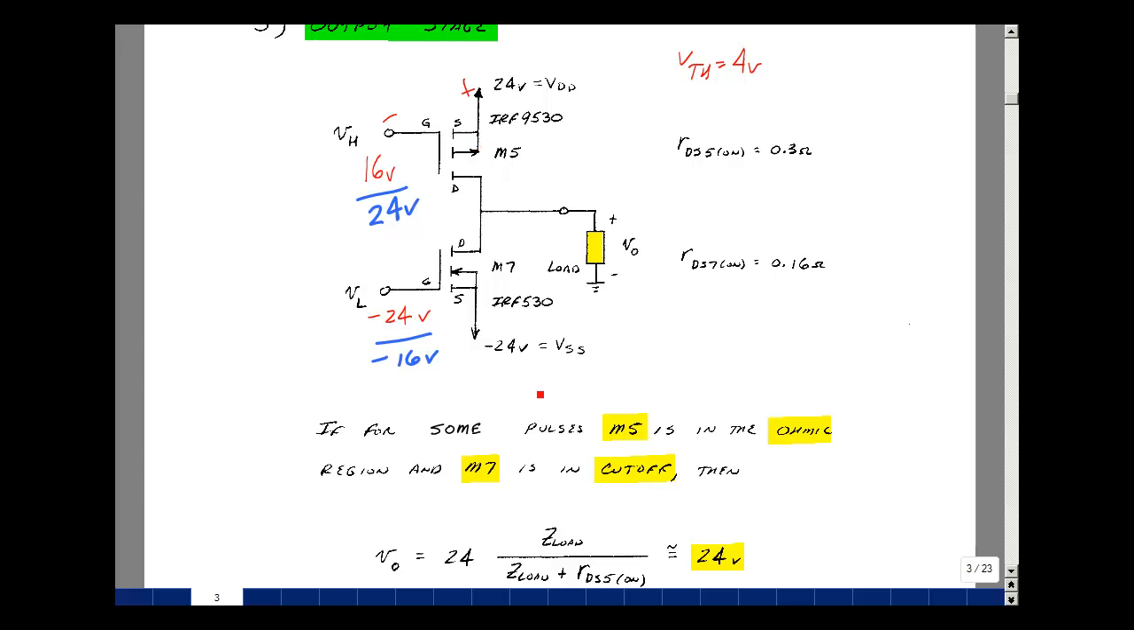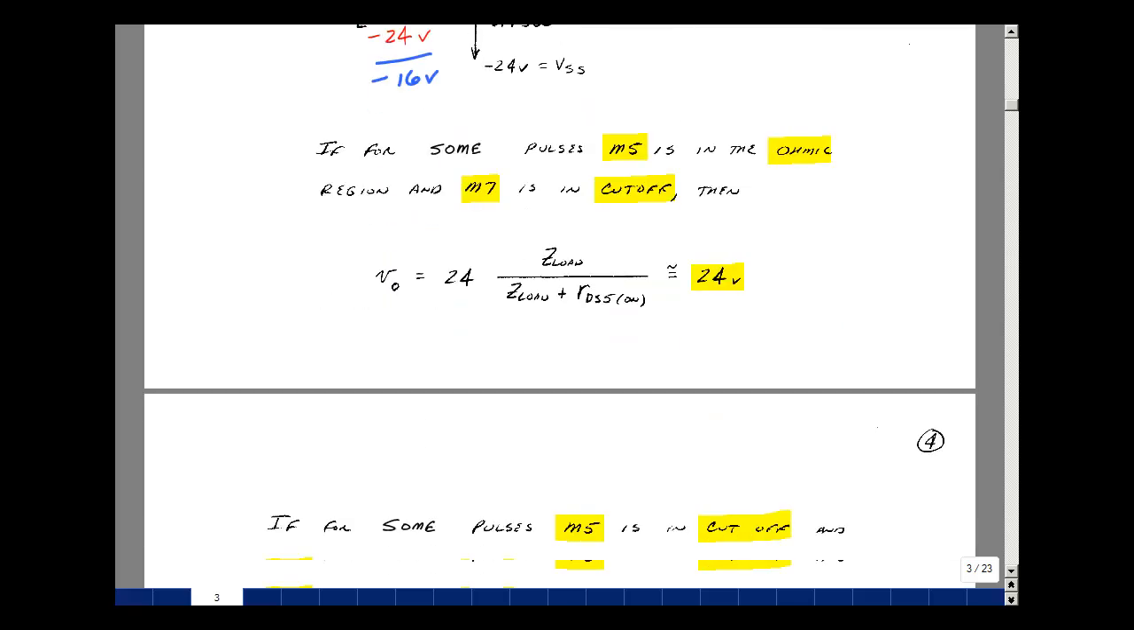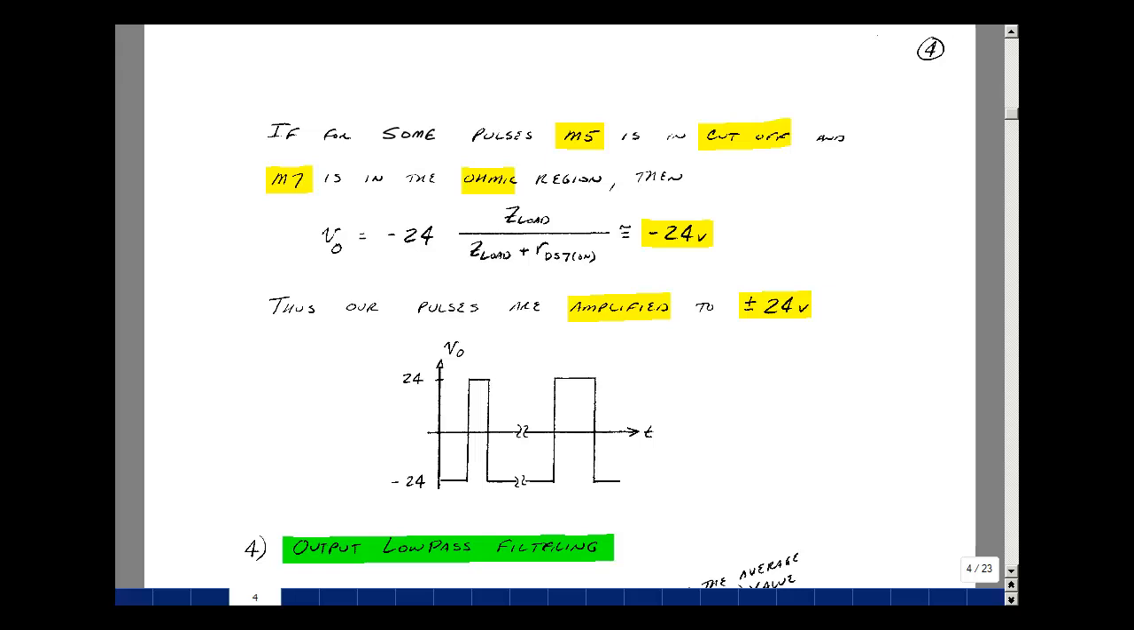And again, we've got a voltage divider. So the voltage here, minus 24, times the load impedance divided by the load plus the resistance here, which is about 160 milliohms. And then again it's a voltage divider very close to 1. So our output voltage in this case is equal to minus 24 volts.